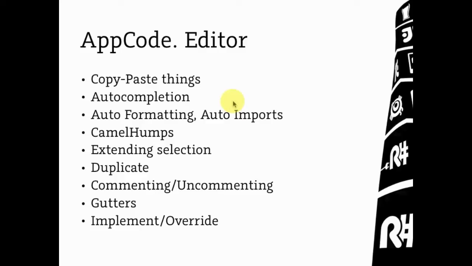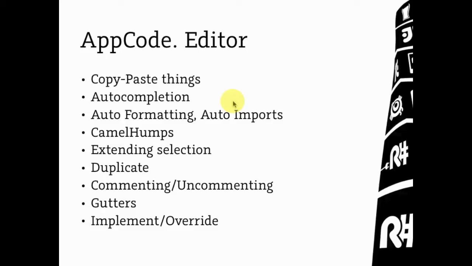Copy-paste things. I didn't show all of them, but for example, if you press Command-C or Command-X to copy or cut text without selecting anything, you will copy or cut the current line. It speeds up development a lot. You can duplicate lines, you can delete lines without selecting them before that.